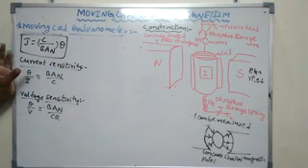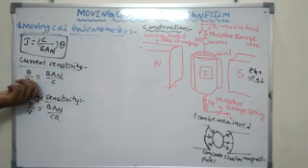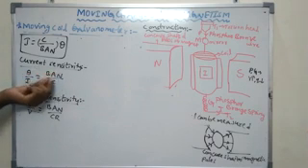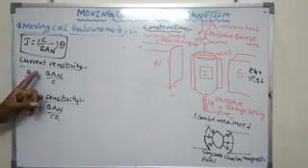Next, current sensitivity. What is meant by current sensitivity? Deflection per current. Current sensitivity means deflection per current. That is equal to BAN by C, where B is magnetic field, A is area, N is number of turns, C is couple per unit twist. This is called current sensitivity. This current sensitivity depends upon what factors?